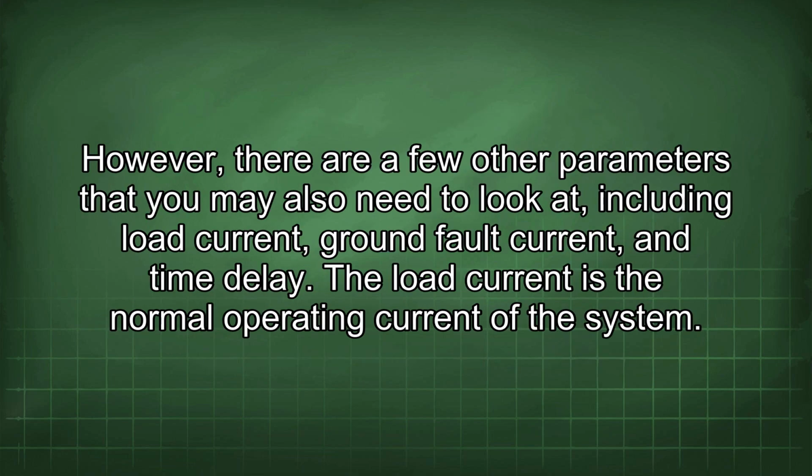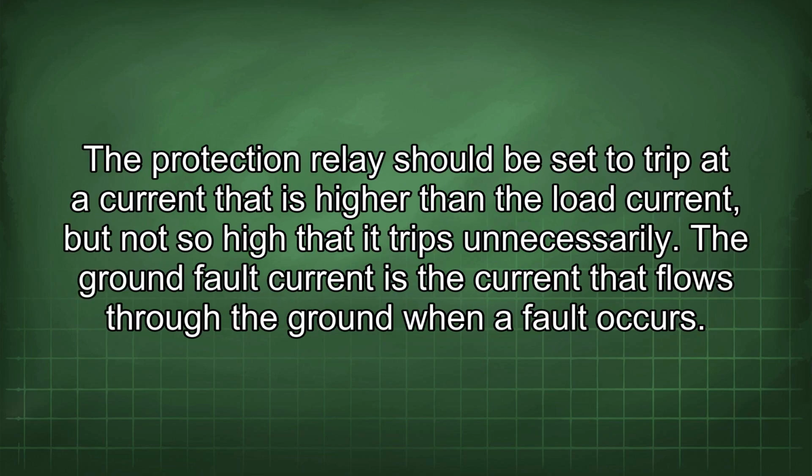However, there are a few other parameters that you may also need to look at, including load current, ground fault current, and time delay. The load current is the normal operating current of the system. The protection relay should be set to trip at a current that is higher than the load current, but not so high that it trips unnecessarily.